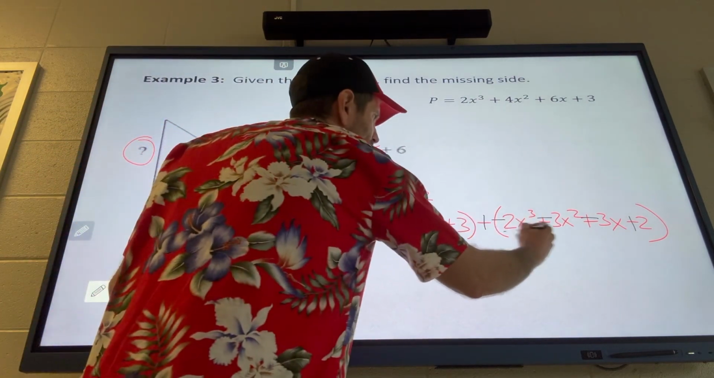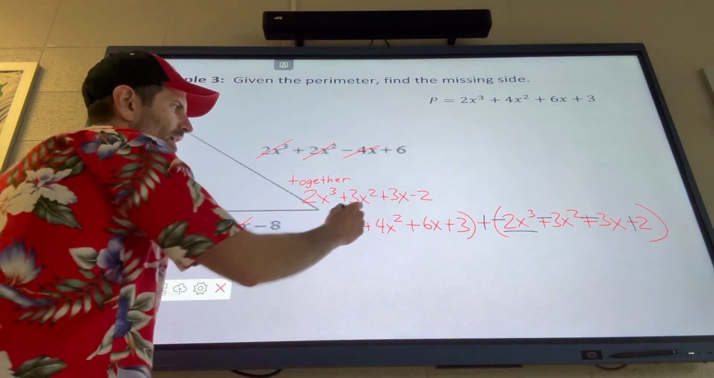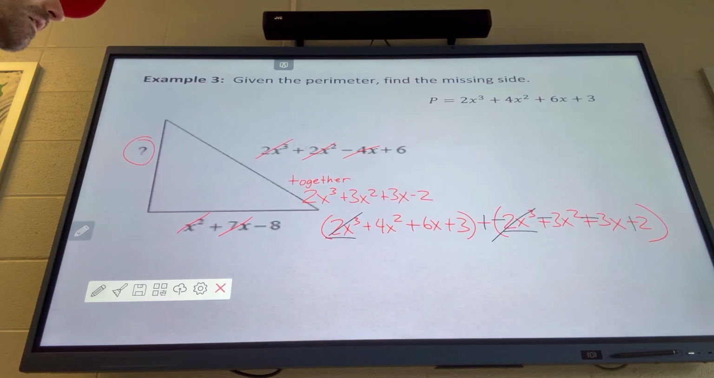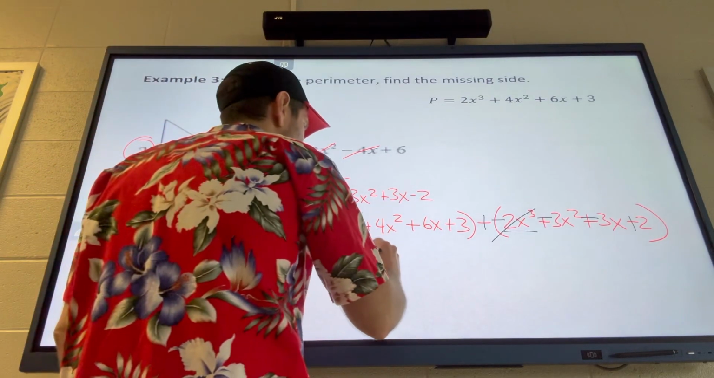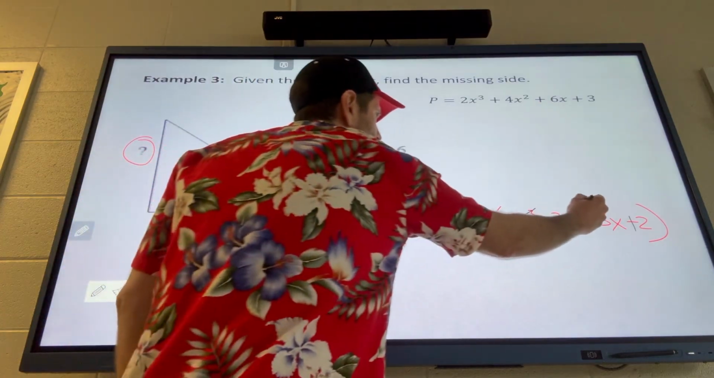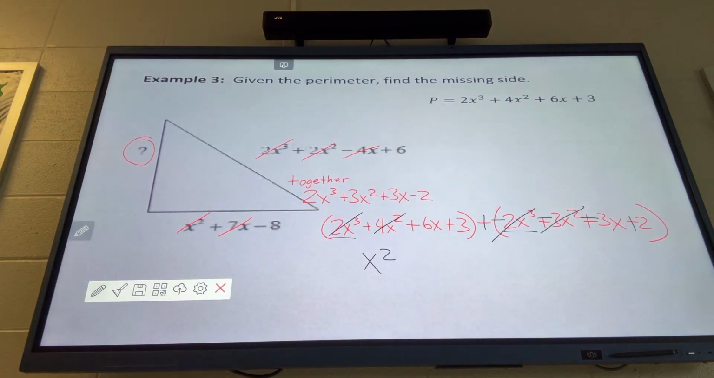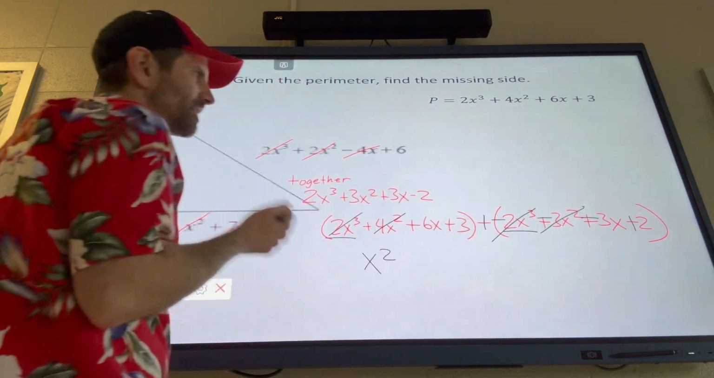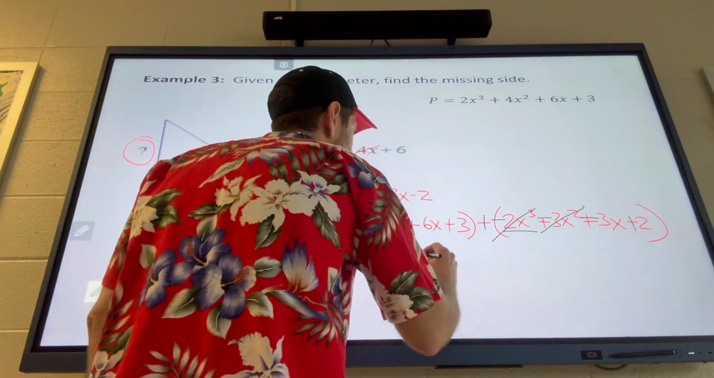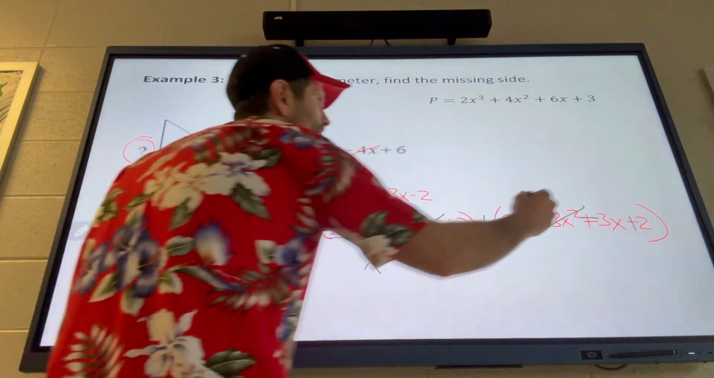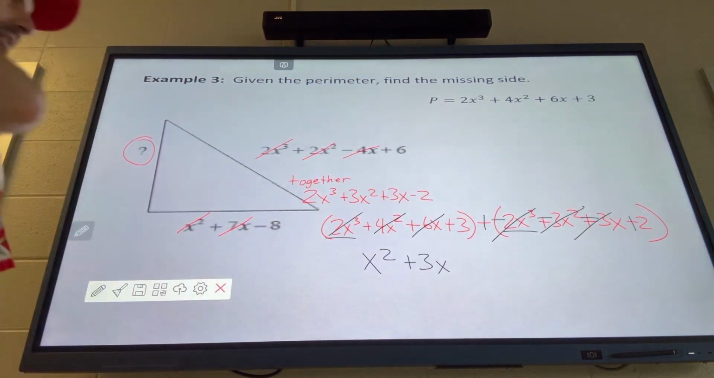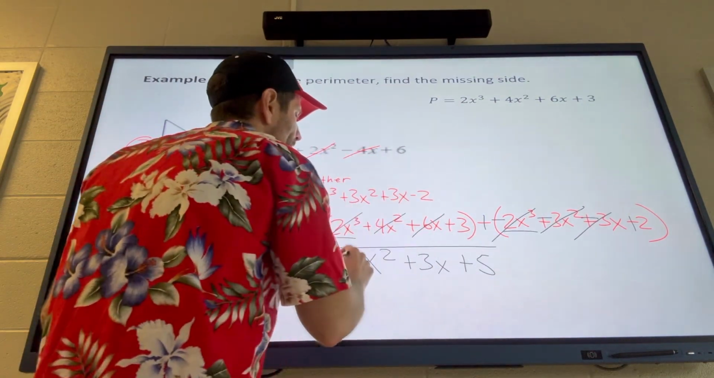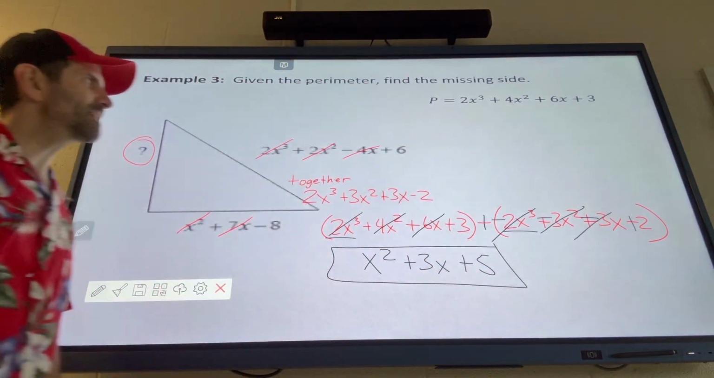The 2x to the thirds, because one of them is negative, they eliminate, they're gone. And then we'll move on to the x squareds. It looks like we'll have one of them left. We combine the x's together and it looks like we'll have, so be careful, that's 6x minus 3x is 3x. And finally our constants will combine to make 5. And class, we found the missing side.